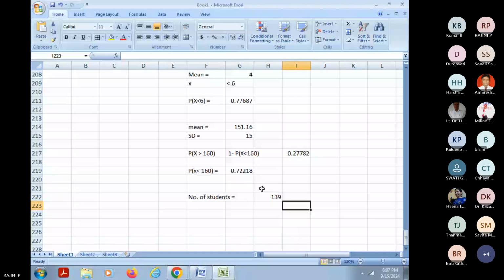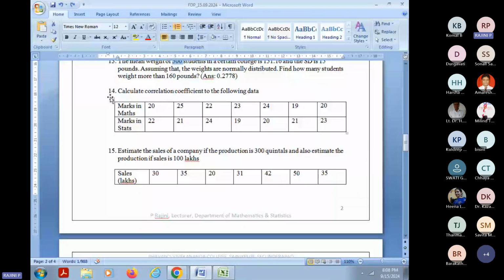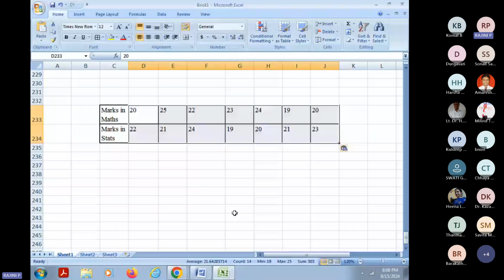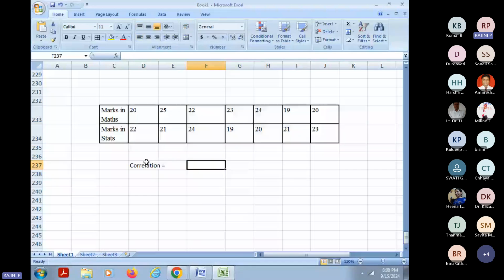Ma'am. Okay. Now, after this, they have given this data. Okay, next, they have given this data. And now they have given marks in math and marks in stat. Now they are asking you to find correlation. Whether there is any relation between these two or not, you need to check. If it is there, how much it is, you need to say. So how can we do that?